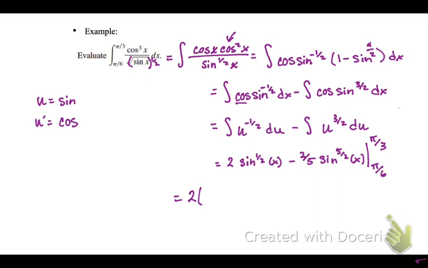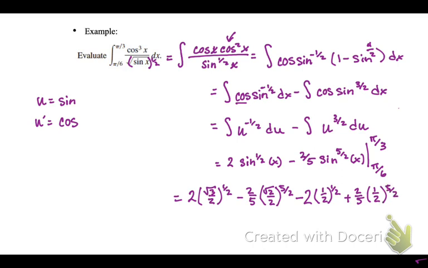So then I have 2 times the square root of 3 over 2 to the 1/2, minus 2/5 the square root of 2 over 2 to the 5/2, minus 2 times 1/2 to the 1/2, plus, because you have to distribute your negative, plus 2/5 times 1/2 to the 5/2, and you would have to stick that in a calculator.